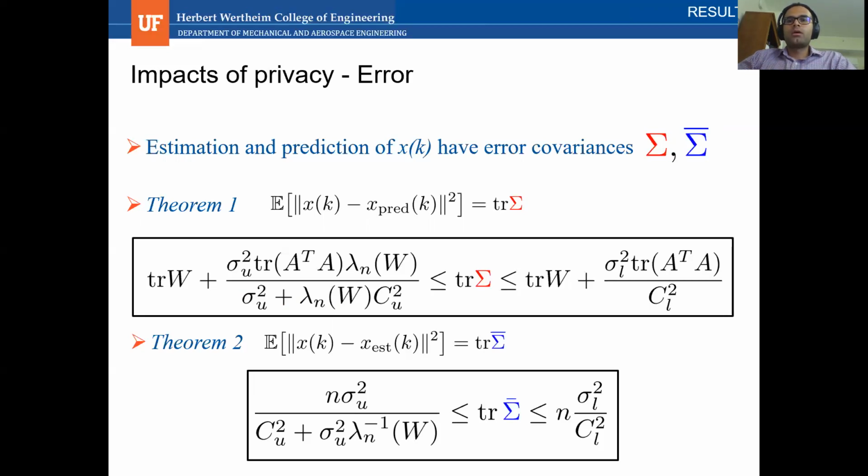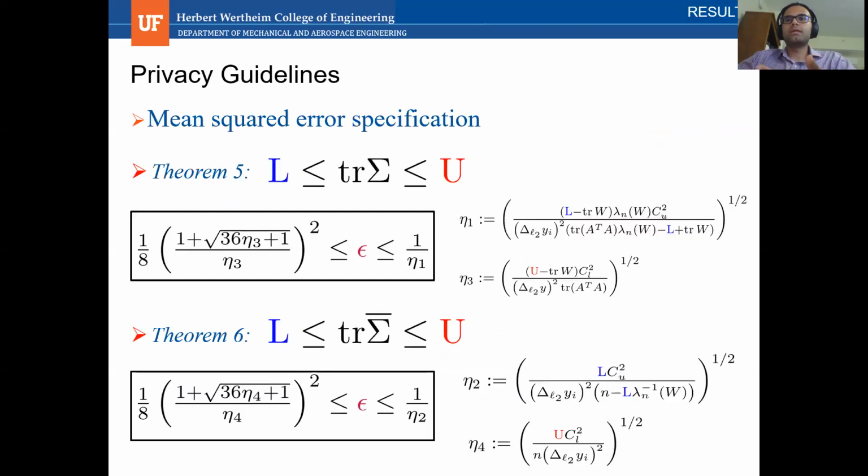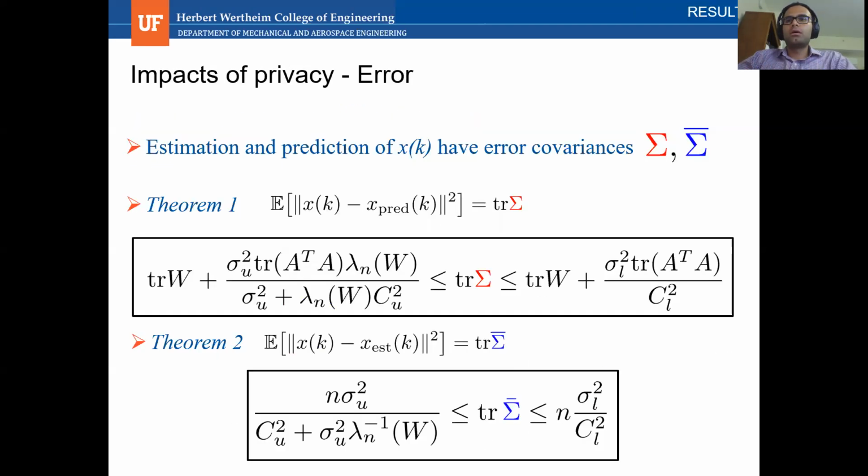In the bounds that we can see, there's a lot going on, but I want you to pay attention to the dependency of the bounds upon the privacy through sigma, and the rest of the terms are a bunch of constants. And the sigma is naturally dependent upon epsilon and delta, as we saw earlier. We have additional bounds in the paper on differential entropy as well, but for the sake of brevity of this presentation, I'm going to skip over those results.